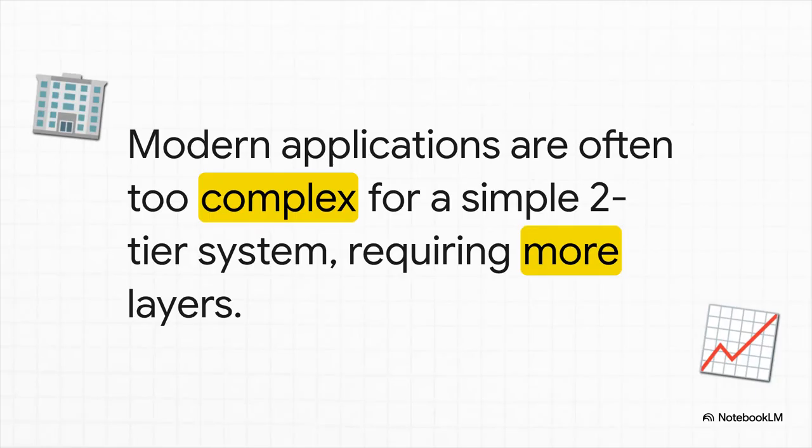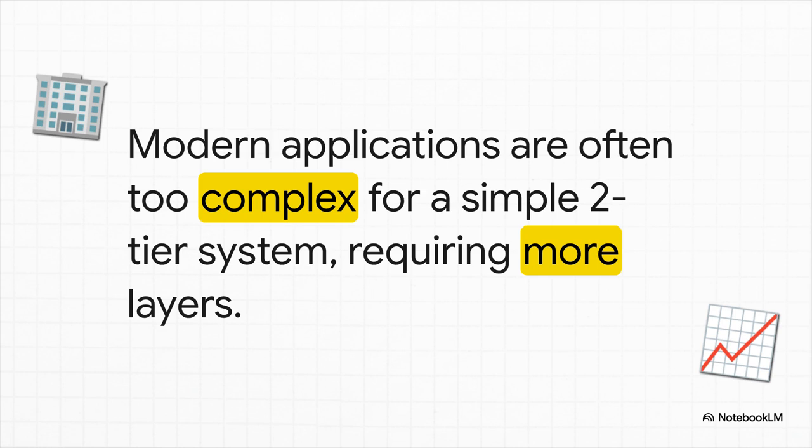And for years, this was totally fine. A simple blog, a small online shop, a basic company website, they all fit perfectly into this nice, clean model. But what happens when that website gets really, really big with millions of users and super complex features? Well, that simple structure starts to buckle under the pressure. And that is the exact problem that modern applications ran into.